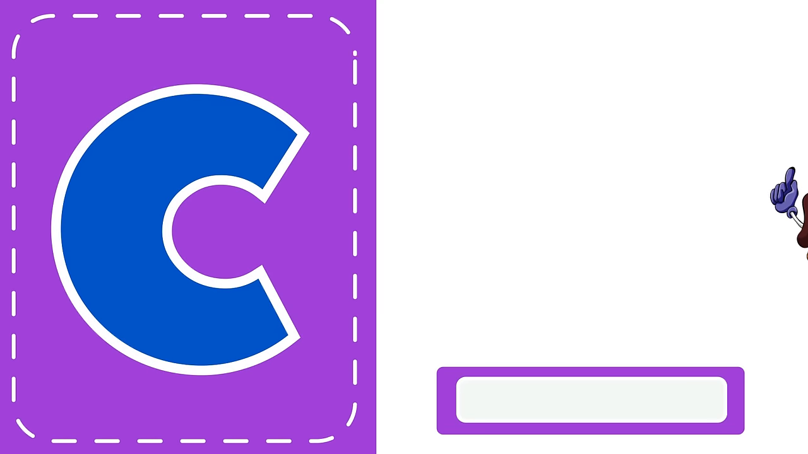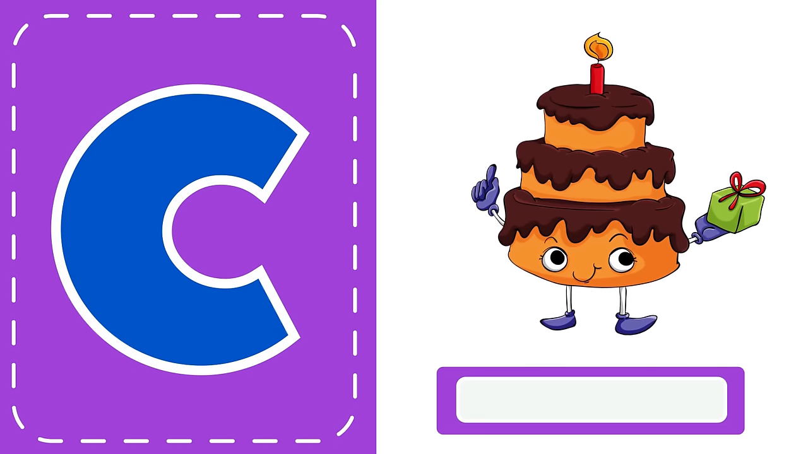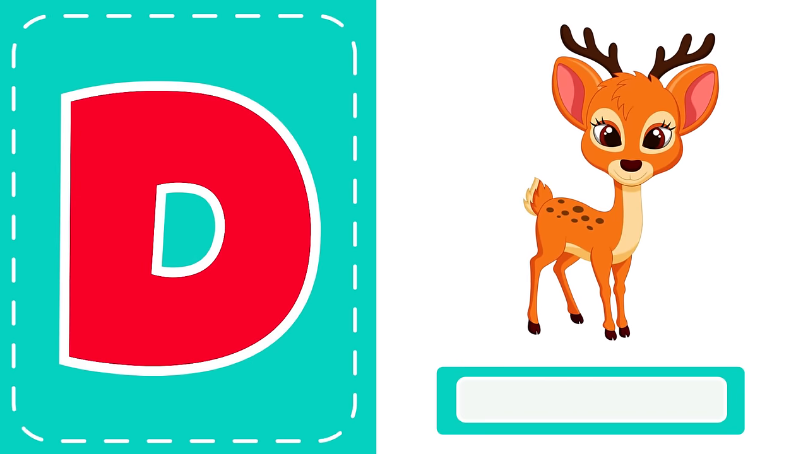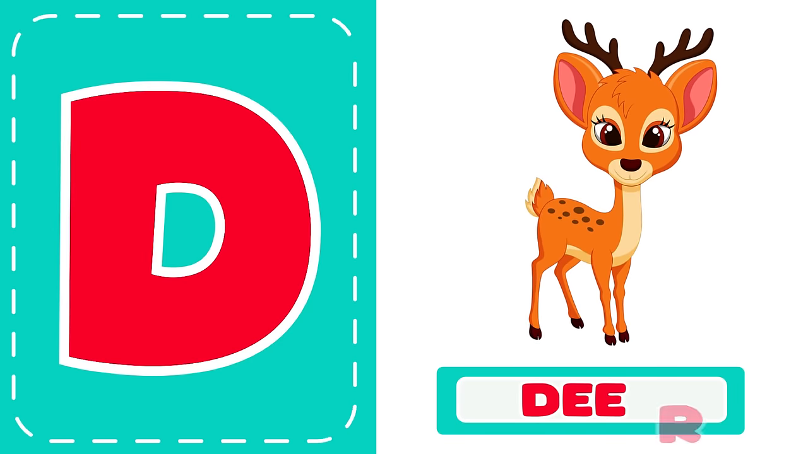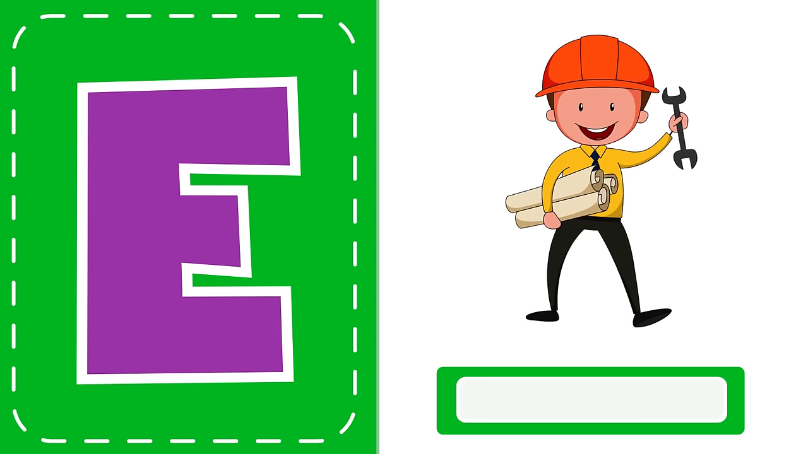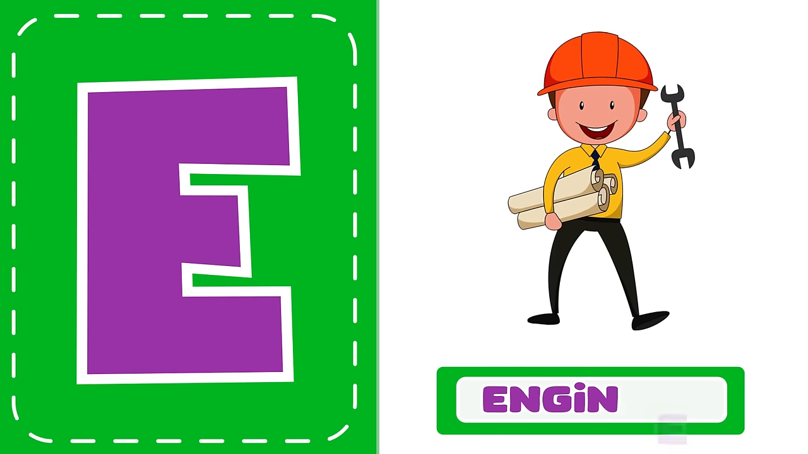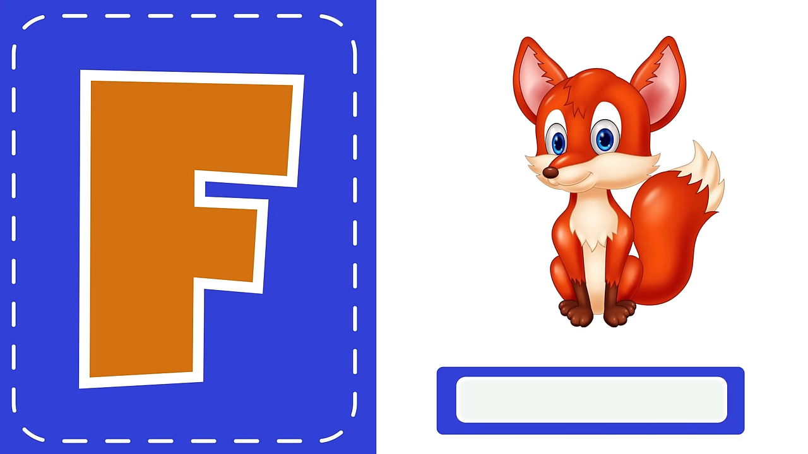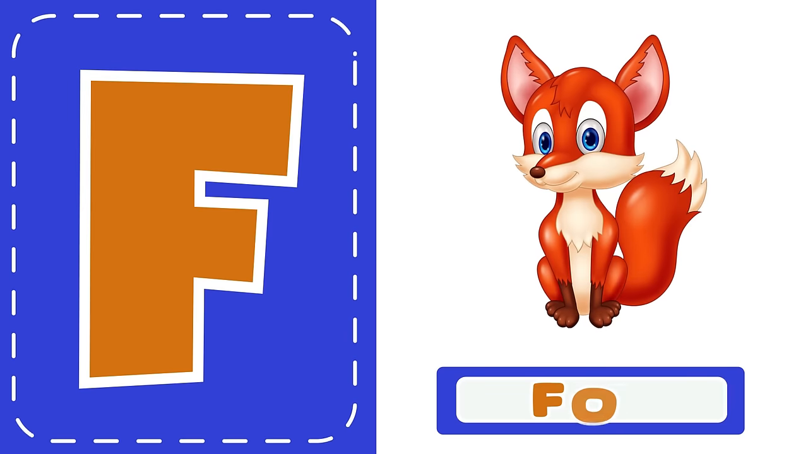C, cake. C for cake. D, deer. D for deer. E, engineer. E for engineer. F, fox. F for fox.